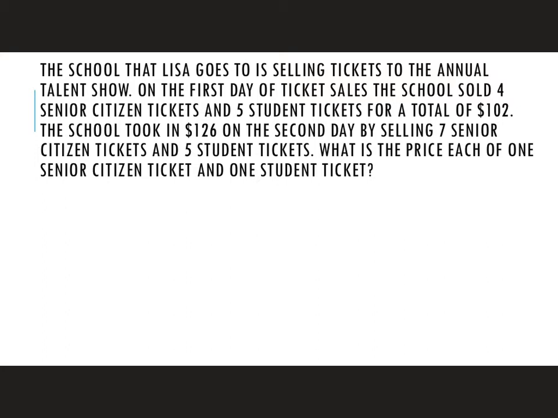So the first thing I need to do is decide that my two variables are senior citizen ticket, which I'm going to use a C for, and student ticket, so I'm going to use an S for that. The important information that I need to write my equations: first day, the school sold 4 senior citizen tickets and 5 student tickets for a total of $102. That's one of my equations. My other equation is $126 on the second day, 7 senior citizen tickets, and 5 student tickets. So those are my two equations.